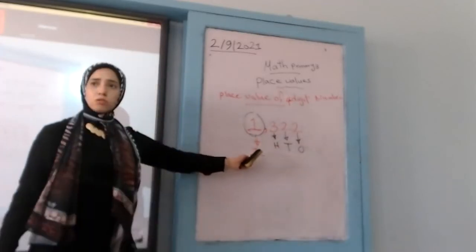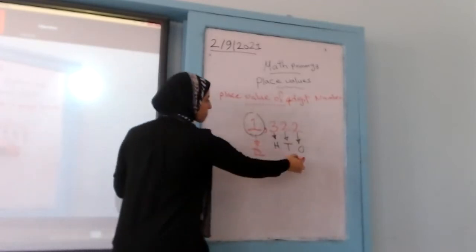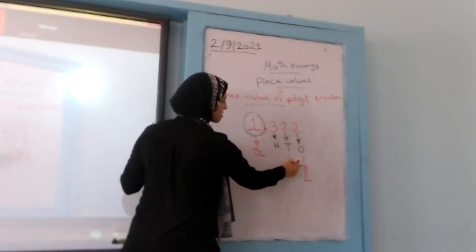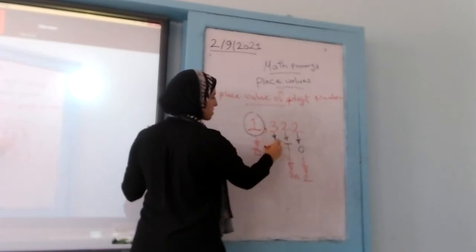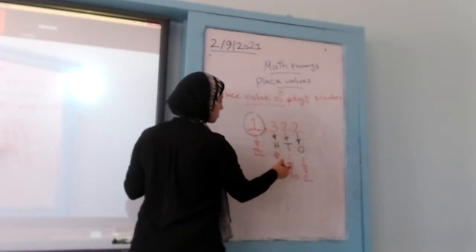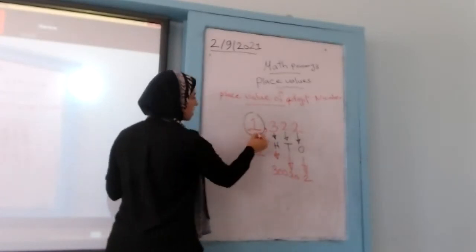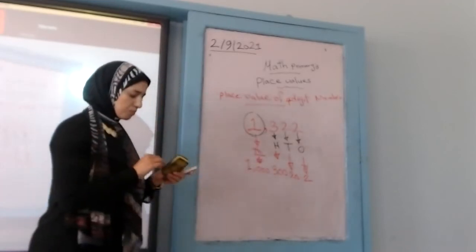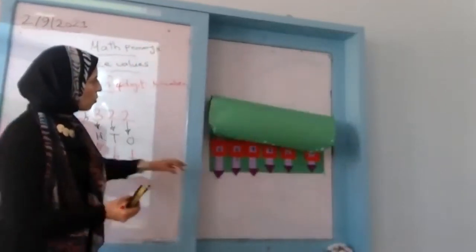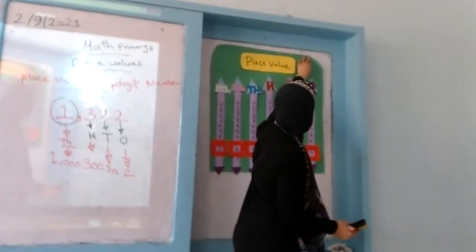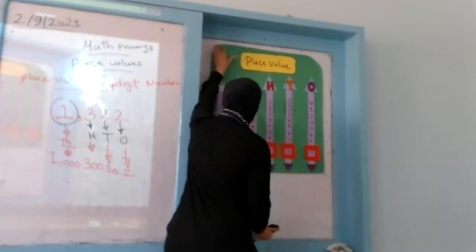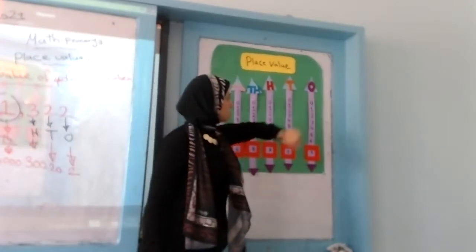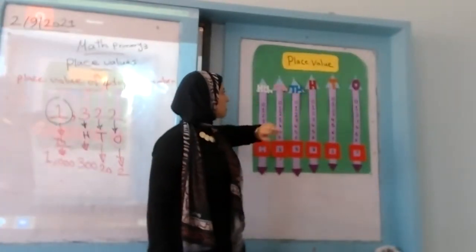If I have 1,000, what's happening? This is the value of the digit in the number. What's the value? Tens, hundreds, thousands, 100,000.